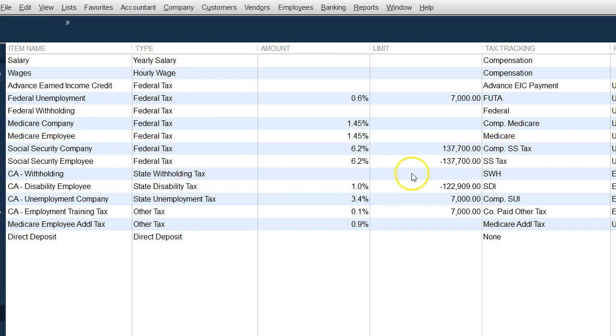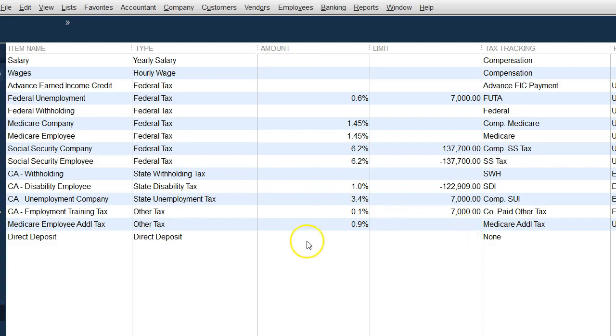Usually for federal, QuickBooks updates it, but you want to make sure from the IRS website that these are the accurate amounts. For state, the state usually sends you a letter by the end of the year letting you know what your rates are for the following year. So you want to make sure that you have the up-to-date tax rate when you process the New Year's payroll.